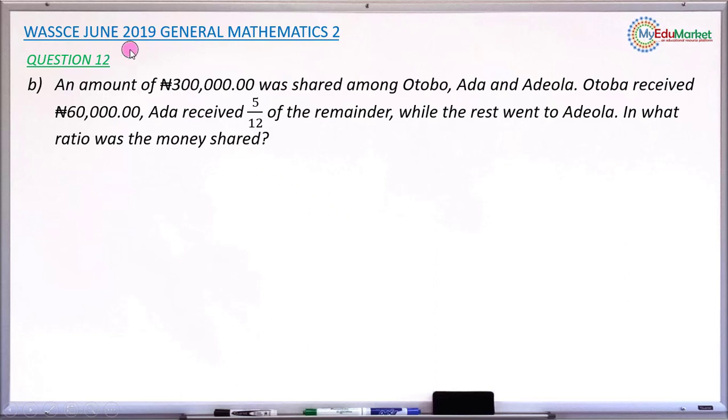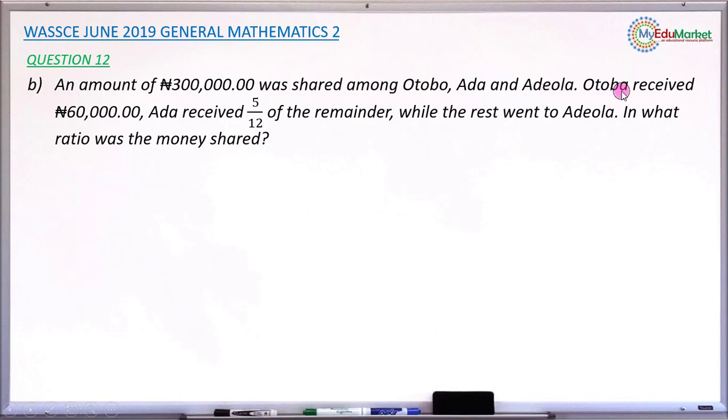This is WAEC June 2019 General Mathematics Paper 2, and we're answering question number 12B. And the question says, an amount of 300,000 naira was shared among these three people. One of them is Otobo, the other one Eda, and the other one Adiola.